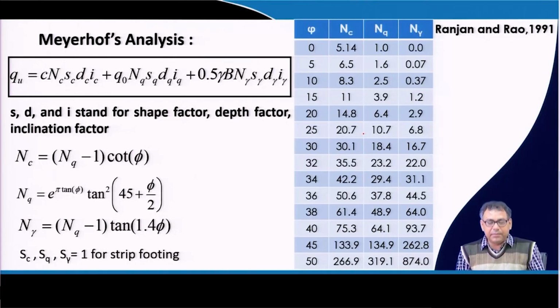Now, the next ones are the Meyerhof bearing capacity equation, and then Hansen, and then Vesic, and then our IS code has also recommended a bearing capacity equation. So, in the next class I will discuss these four bearing capacity equations, that means Meyerhof, Hansen, Vesic and IS code, and what the differences between them are.